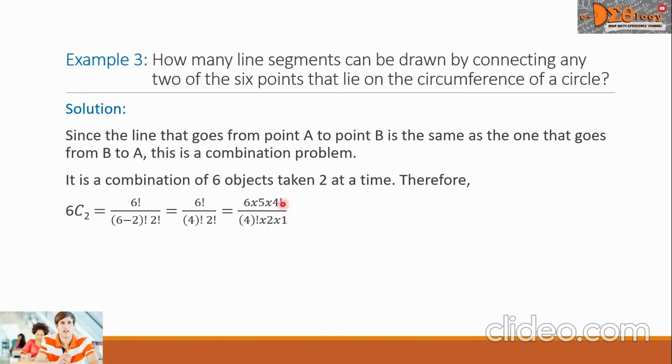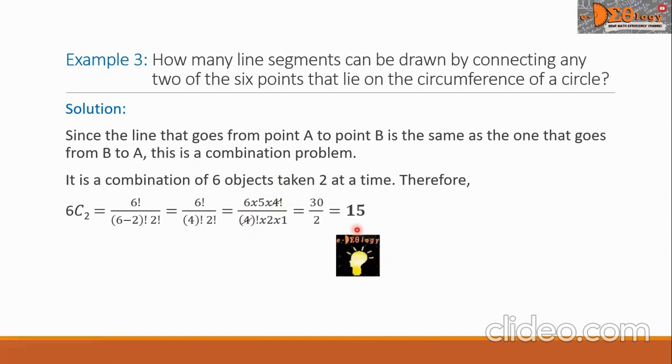We can now cancel the 4 factorial in the numerator and in the denominator. So here we go. And in the numerator, we have now 30 over the denominator, which is 2. And the quotient will give us 15. This is the final answer.